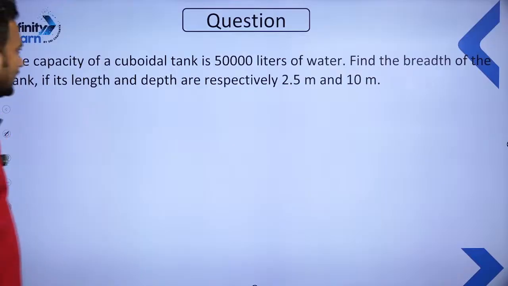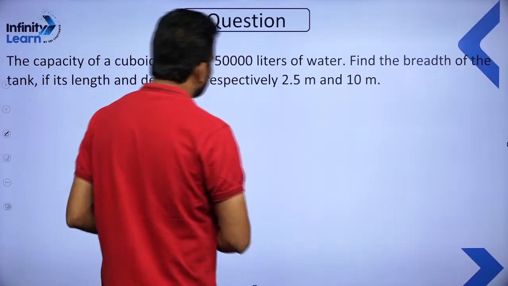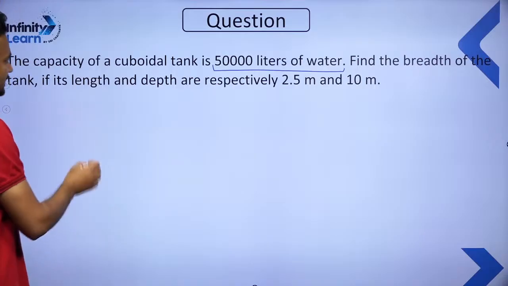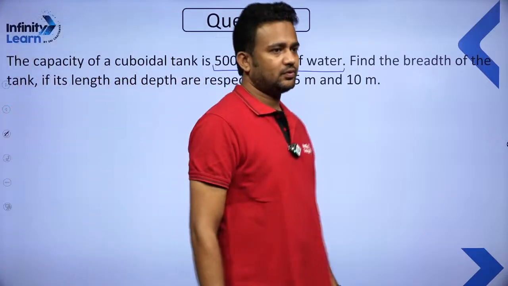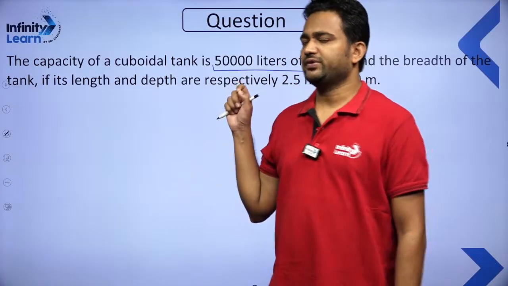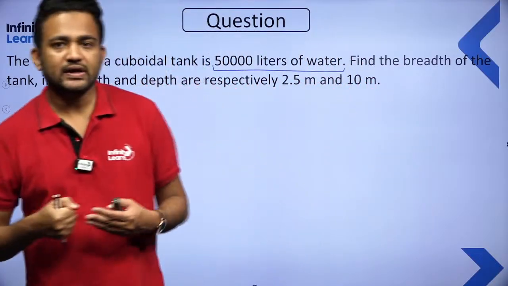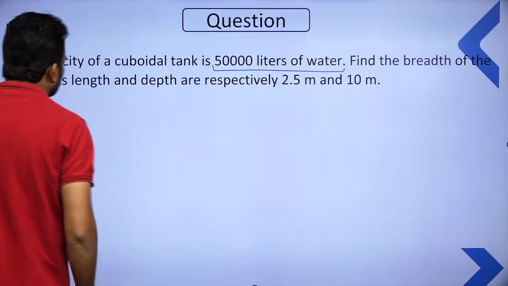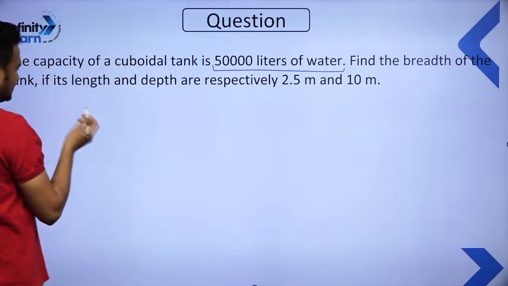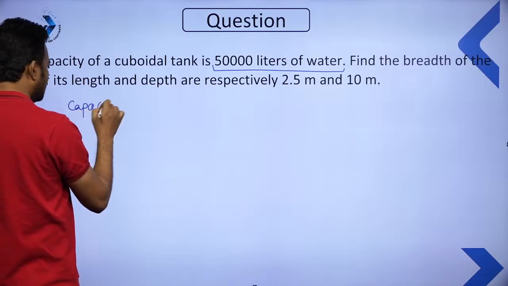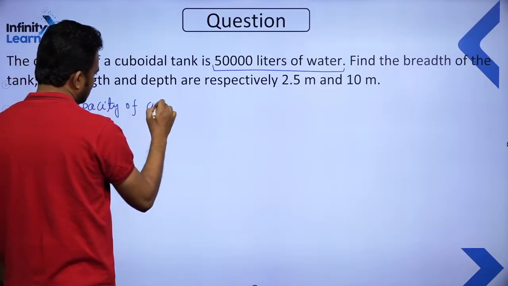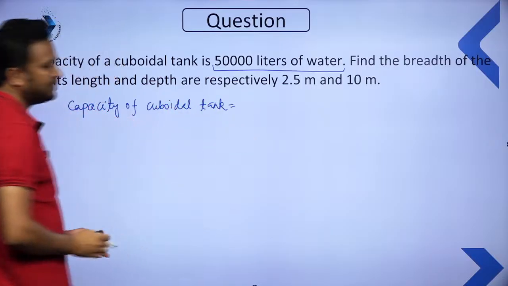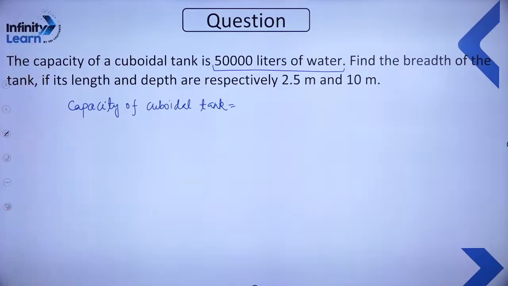The capacity of a cuboidal tank is 50,000 liters of water. Find the breadth of the tank if its length and depth are respectively 2.5 meter and 10 meter. So here unit conversion is required. So how will we do this? What is the formula to find the capacity of a cuboidal tank? We know that the capacity of a cuboidal tank is L into B into H.